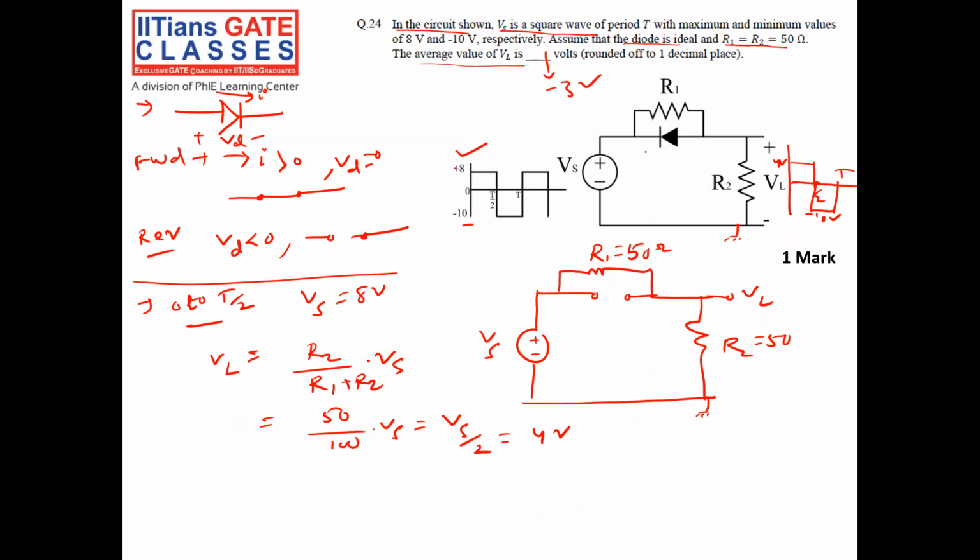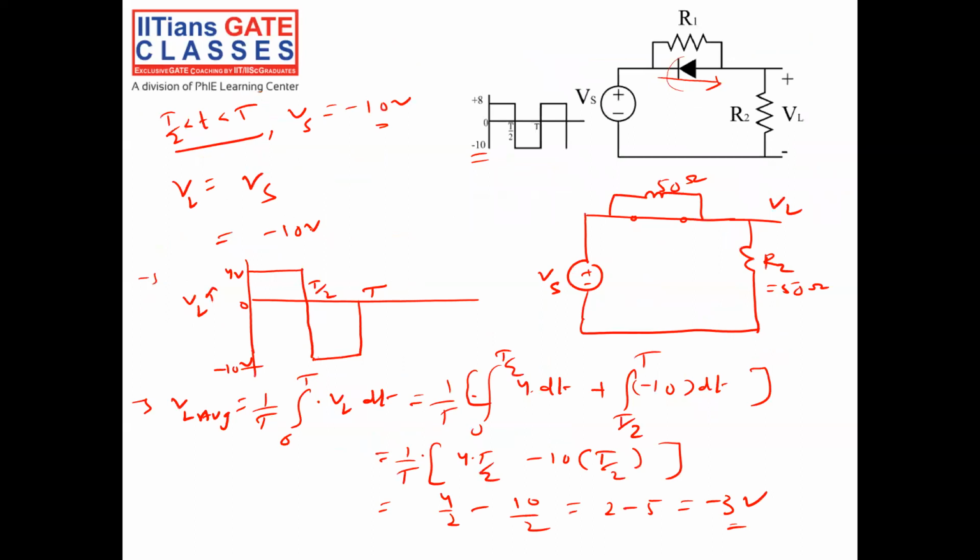So what we have done: when Vin is 8 volt, we calculated the output, which is 4 volt. When Vin is minus 10 volt, we calculated the output is minus 10 volt. Then we have taken the average. That will give me my average voltage.